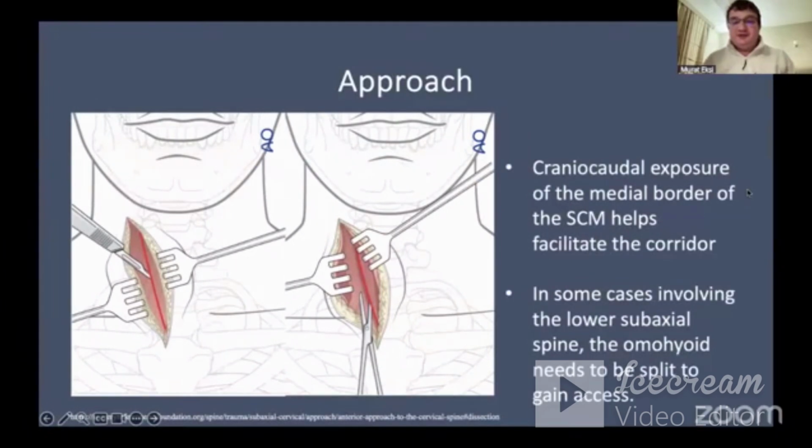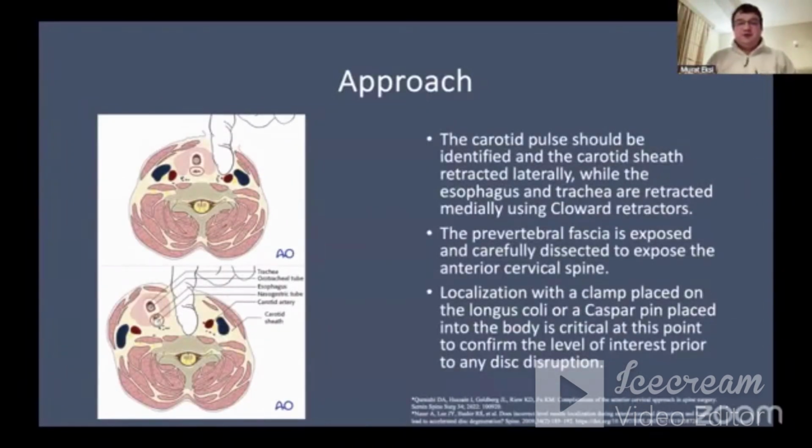Craniocaudal exposure of the medial border of the sternocleidomastoid muscle helps facilitate the corridor. In some cases involving the lower subaxial cervical spine, the omohyoid muscle needs to be split. The carotid pulse should be identified, and the carotid sheath retracted laterally, while the esophagus and trachea are retracted medially using Cloward retractors. The prevertebral fascia is exposed and carefully dissected to expose the anterior cervical spine.